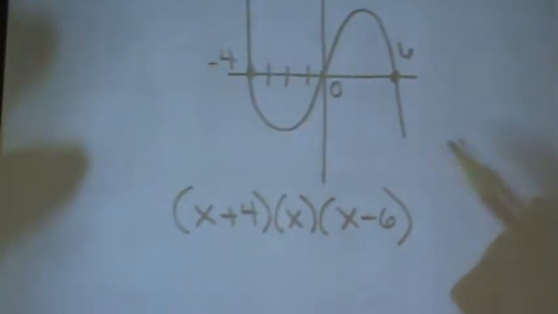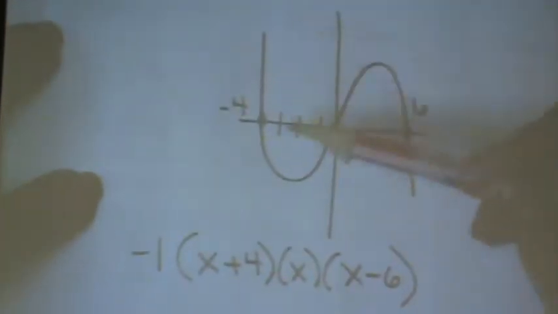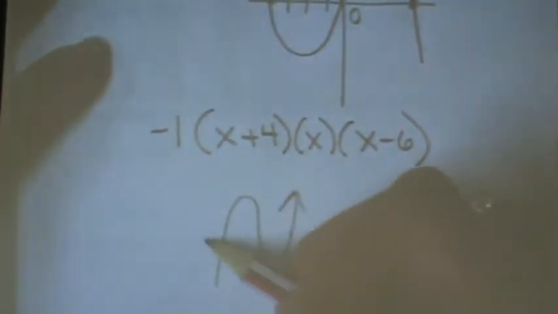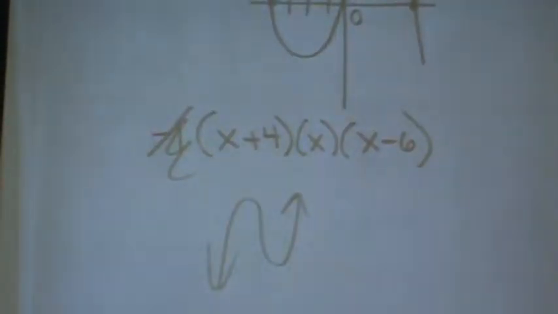Now, what's wrong with this answer is there needs to be a negative 1 out in front, because the right is going down, the left is rising. Now, if it were going the other way, then you wouldn't need that there, okay? So that's how you would write it in factored form.